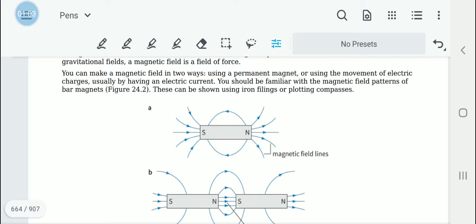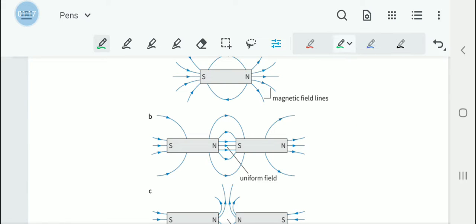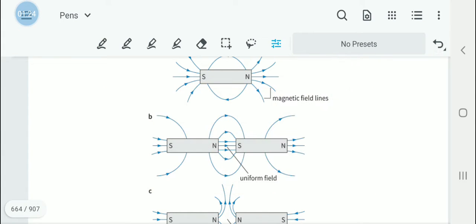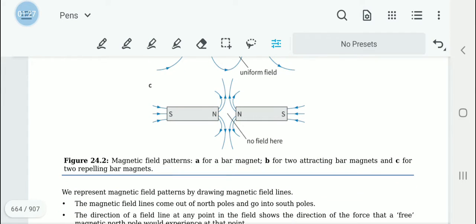Then you have seen in a bar magnet how the field is going to be. If the opposite poles come together, as shown here, it would have something like this. But if it is the same poles, then there would be a repulsion, just like this. There would be an area where there is no field, because they press against each other.